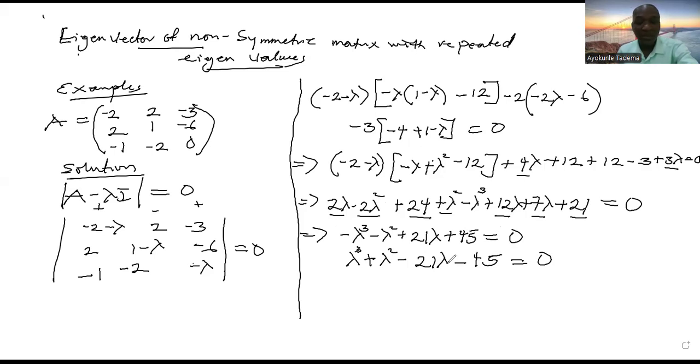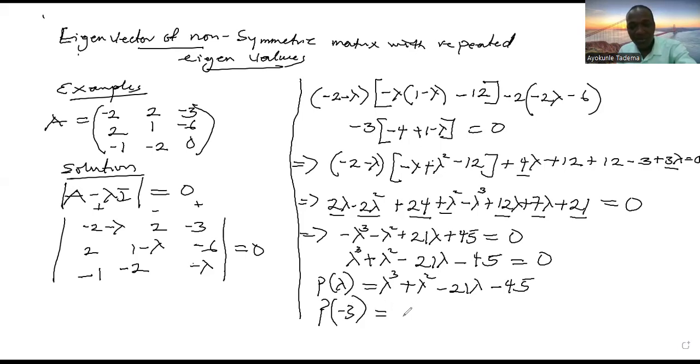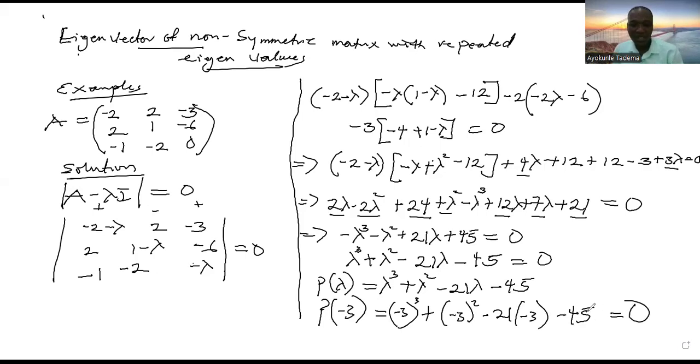And how do we solve this? You can just use trial and error. What do we mean by the trial and error method? You can say this is P of lambda. P of lambda is just lambda raised to power 3 plus lambda squared minus 21 lambda minus 45. Now find the value of lambda in such a way that this whole thing becomes 0. If you try P of minus 3, what is P of minus 3? This becomes minus 3 raised to power 3 plus minus 3 squared minus 21 into minus 3 minus 45. When you simplify this, you have it equals 0.